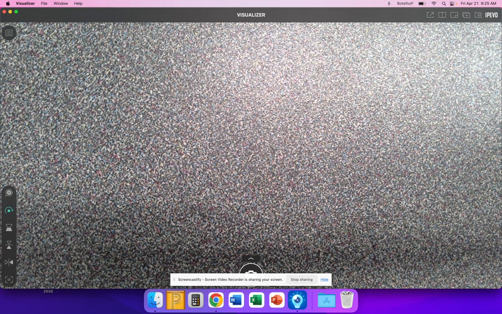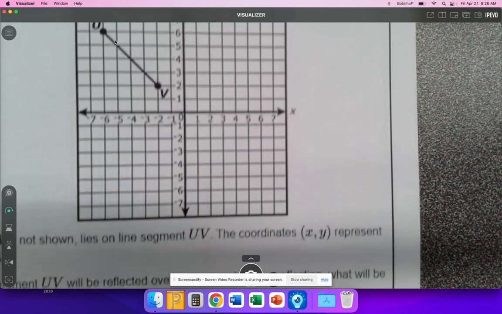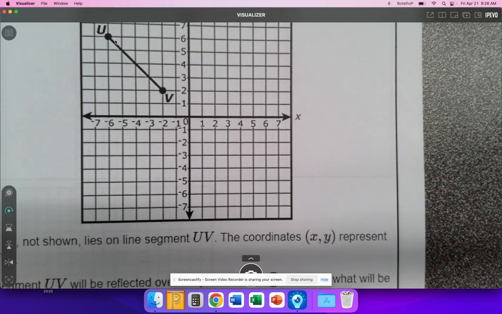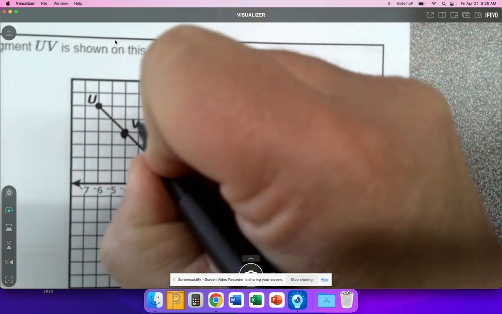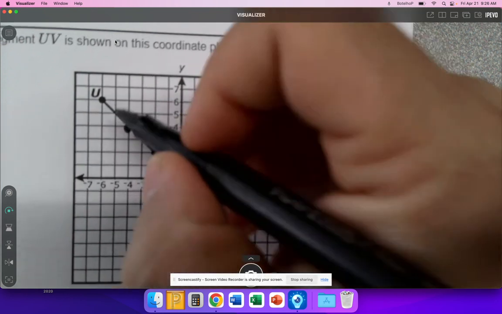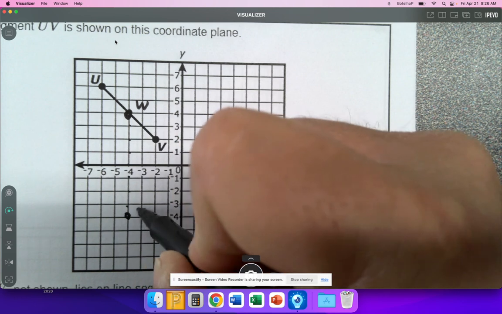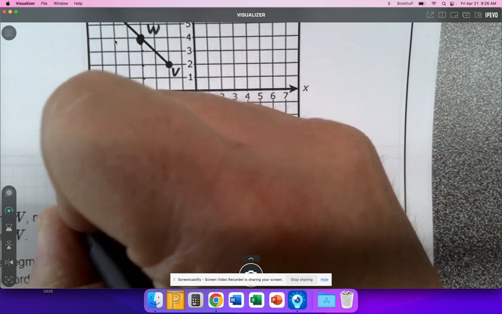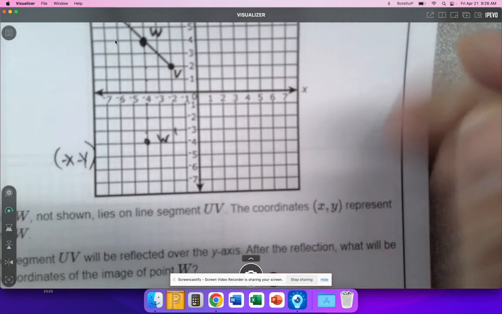Okay, let's take a look at this example here. A good old reflection again. It says here, point W not shown on the line segment here will be reflected over the y-axis. What will be the new coordinates? All right, well, let's just make a point W here. It doesn't matter where it is. And we'll reflect it over the y-axis. So we'll go 1, 2, 3, 4. 1, 2, 3, 4. W prime. Okay, it looks like my x is negative and my y is negative. All right, both in the negatives.